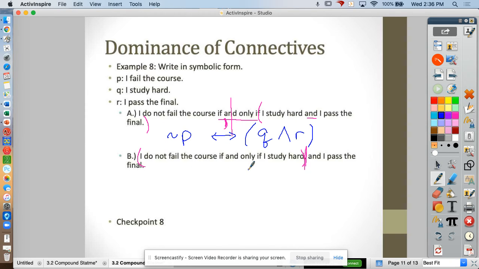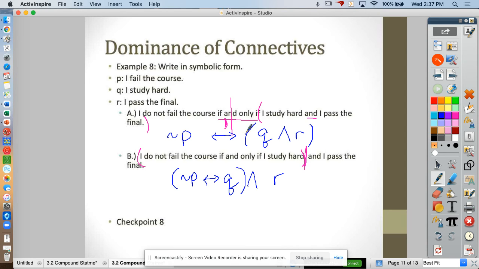Now the second one already has the comma. We figured out what parentheses are going to go around this group of two, and so we're just going to write it again. So I do not fail the course is going to be negation P. I study hard is going to be Q. I pass the final is going to be R. If and only if is going to be double arrow. And then and is going to be caret. But again, remember the parentheses this time is going to go around the first two. So it would be around this one and this one.